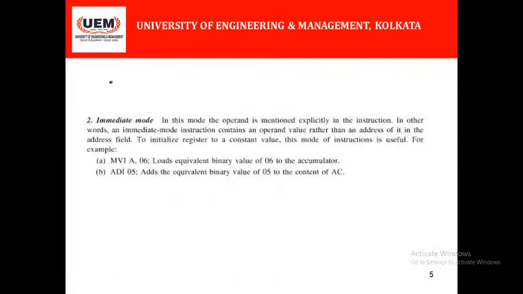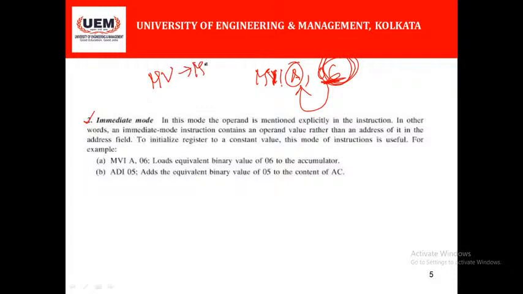Next, our next addressing mode is immediate addressing mode. Very simple. MVI A, 06. So 06 is the data. We need to transfer the data 06 immediately to A, the accumulator. MV stands for move. So we need to move the data from where? The data is 06, so it is my source. Next, 06 is to be moved where? Into the accumulator, so it is my destination.